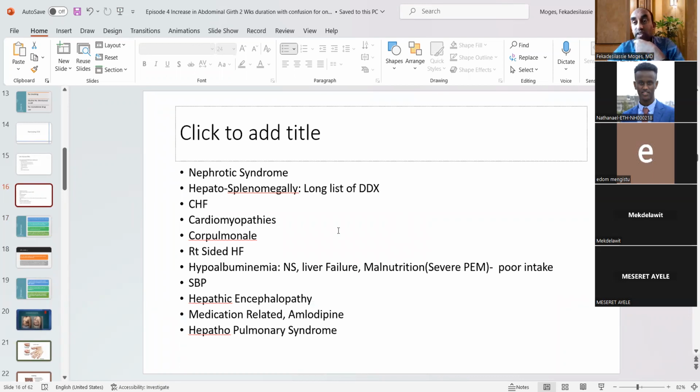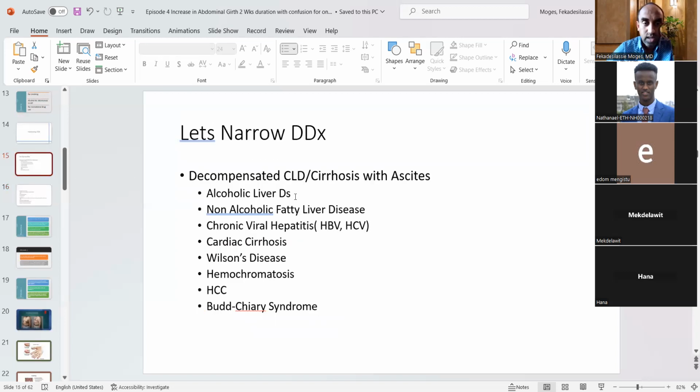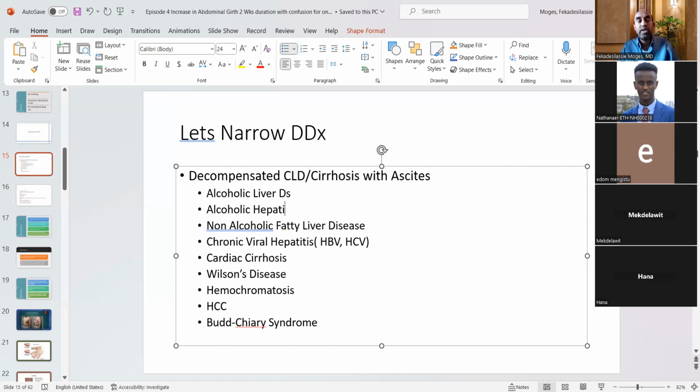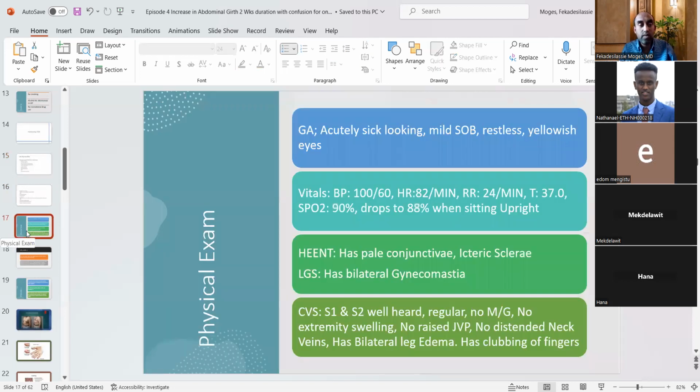And ruling out infection is very important. And sometimes hepatic failure due to acute alcoholic hepatitis can also present with fever. So acute alcoholic hepatitis can be our differential diagnosis in this case. By the way, in our differential diagnosis, alcoholic hepatitis, did we include that? No. Alcoholic liver disease, alcoholic hepatitis. So patients with alcoholic hepatitis may present to you with fever. So that's very important. So that's all about vitals.